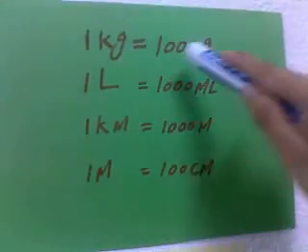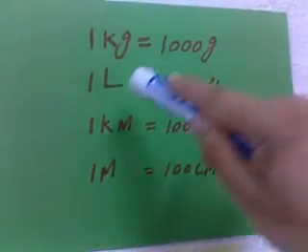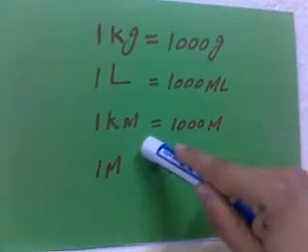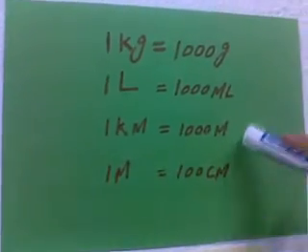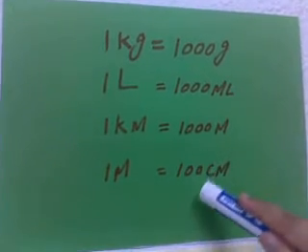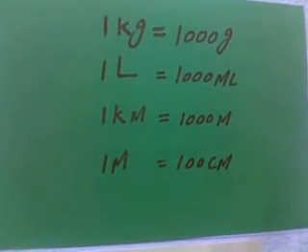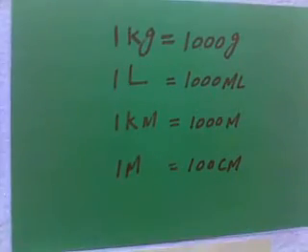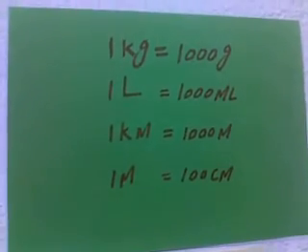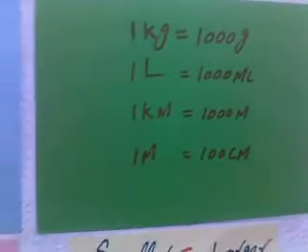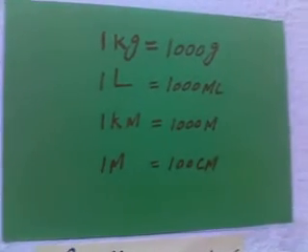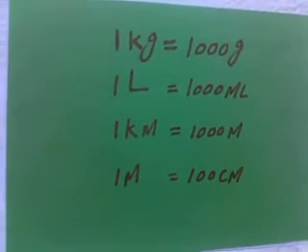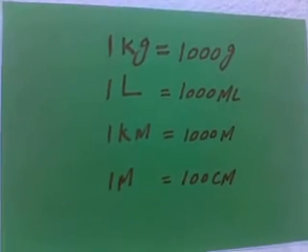1 kilogram is equal to 1000 gram. 1 liter is equal to 1000 milliliter. 1 kilometer is equal to 1000 meter. 1 meter is equal to 100 centimeters. I have chosen just 4 units that are very easy for us to learn by heart and to understand, because my concern is to teach you the concept and build up the concept of unit conversion.